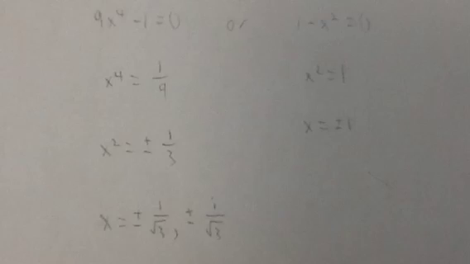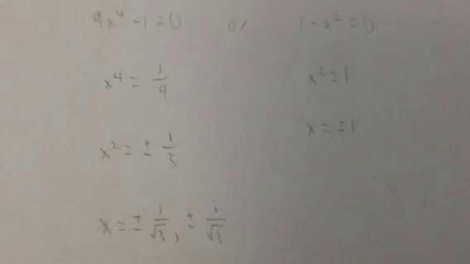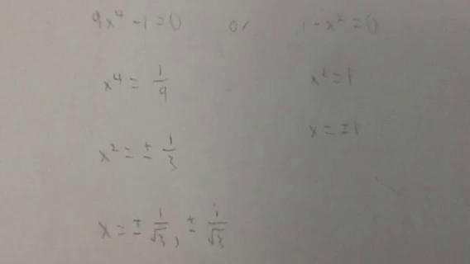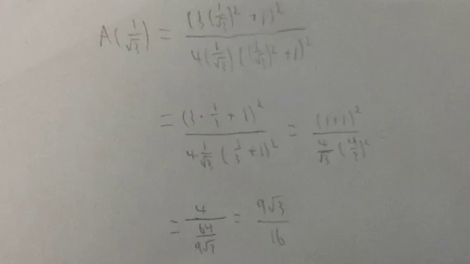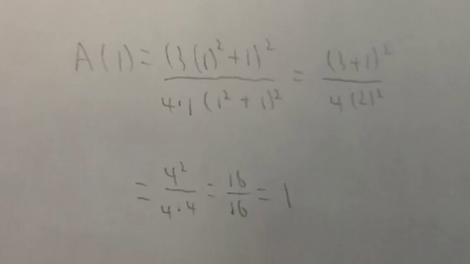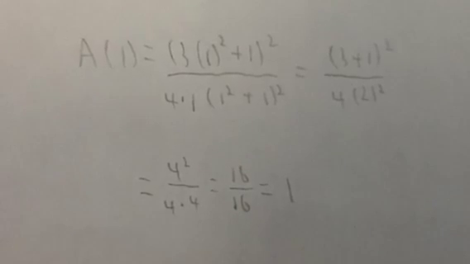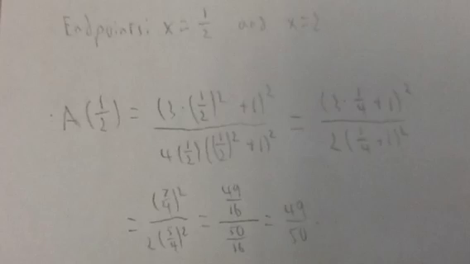Then find where the derivative is 0. There are 2 points in the domain, 1 and 1 over root 3. Next we evaluate the area at these points, and the endpoints.